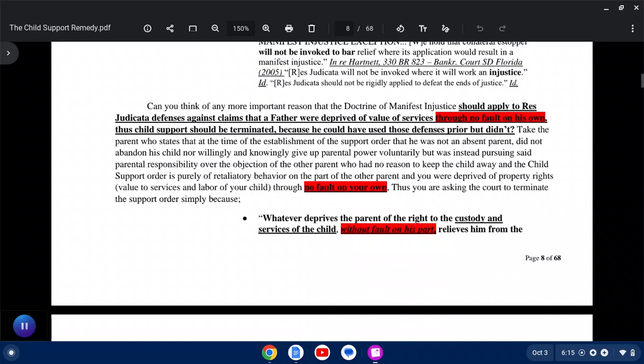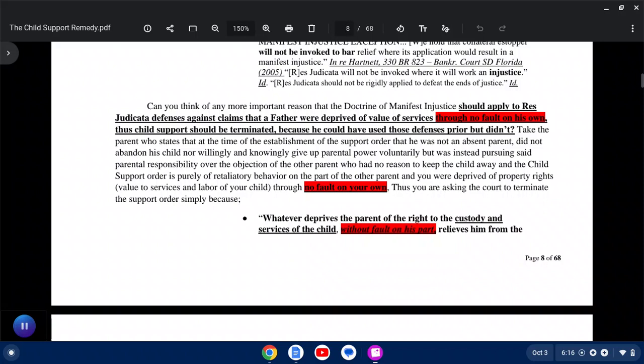Take the parent who states that at the time of the establishment of the support order he was not an absent parent, did not abandon his child, nor willingly and knowingly give up parental power voluntarily, but was instead pursuing said parental responsibility over the objection of the other parent, who had no reason to keep the child away, and the child support order is purely retaliatory behavior on the part of the other parent, and you were deprived of property rights, value of services and labor of your child, through no fault of your own.